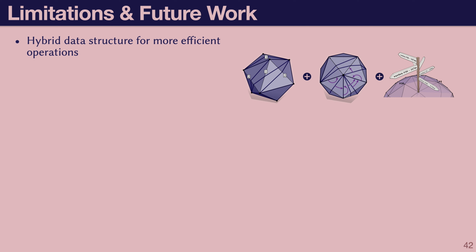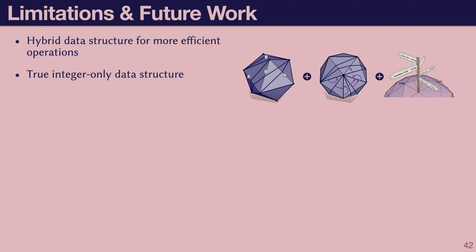Finally, let's discuss some limitations and future work. One interesting direction would be to develop a hybrid data structure that maintains both signposts and integer coordinates. Although our integer coordinates support essentially the same set of operations that signposts do, signposts are sometimes more efficient. By carefully combining signposts and integer coordinates, one may be able to keep the robustness of our data structure while also offering the efficiency that signposts provide.